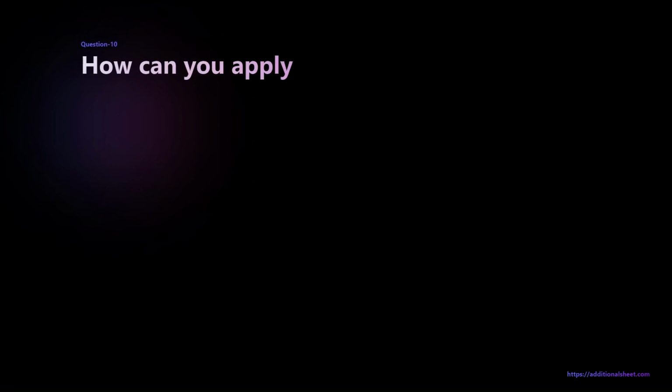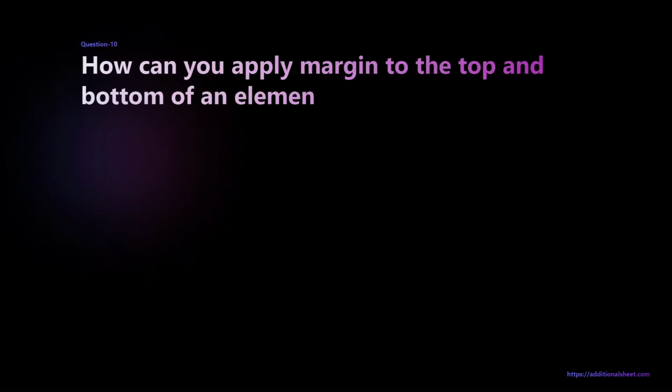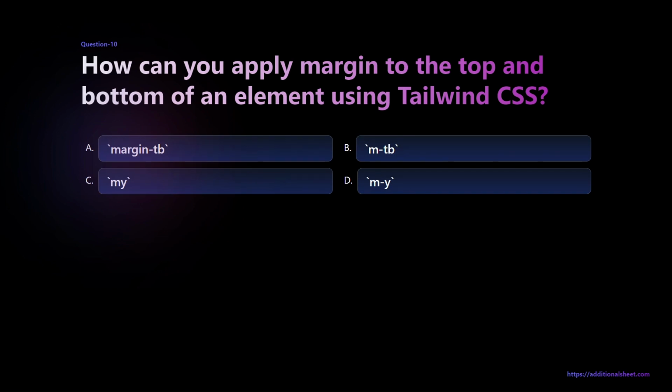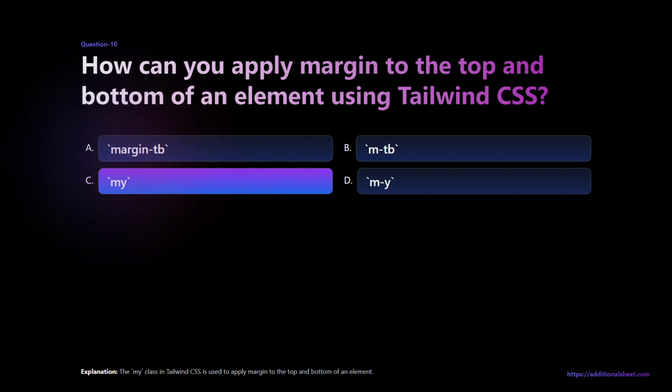How can you apply margin to the top and bottom of an element using Tailwind CSS? Option A, margin-tb. Option B, mtb. Option C, my. Option D, my. The correct answer is option C, my.